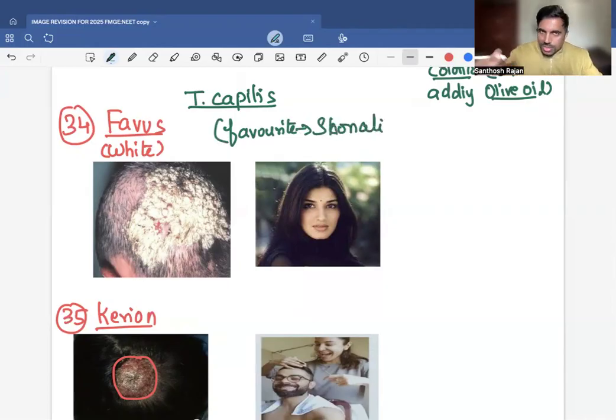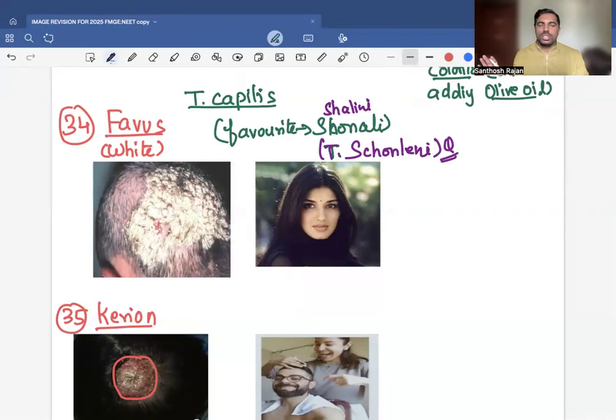It's Sonali. Okay, I'm just making Sonali Bentre. Because the causative agent is Trichophyton schoenleinii. Schoenlein or Shonali sounds very similar. South Indians can remember Shalini, everyone's favorite, Shalini or Shonali. Favorite, because favus. Okay, easy to remember like that. Favorite. Easy. You'll never forget.